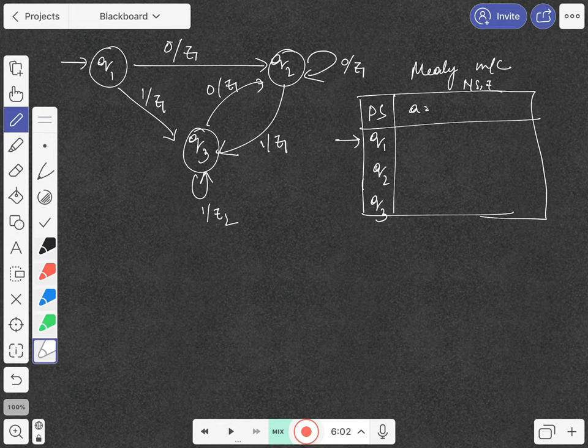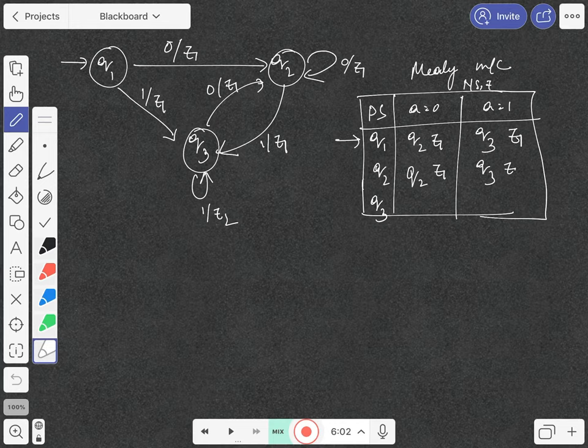So if I give input 0, my next state is Q2 and output is Z1. If I give 1, my next state is Q3 and output is Z1. Now at Q2, if I give input 0, it is transiting to Q2 and output is Z1. If I give input 1, it is transiting to Q3 and output is Z1. All the outputs are Z1.